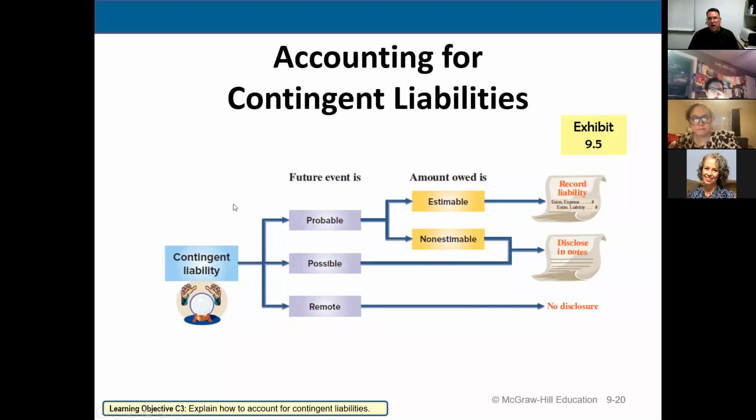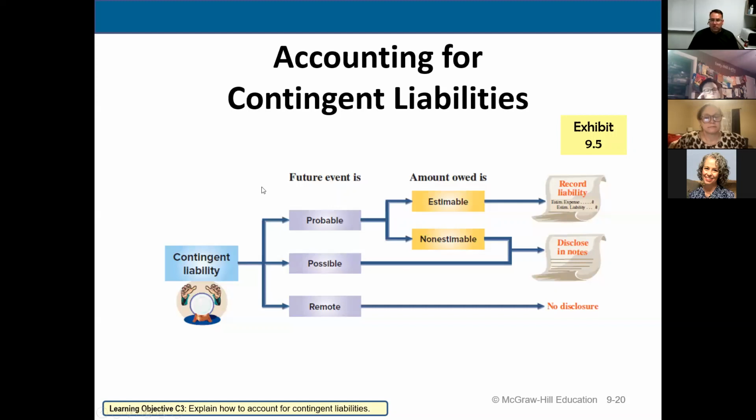And this really only comes into play when we're doing our financial statements at the end of the year. The rules are this: if there's a remote possibility of a contingent liability happening or where we'll have to pay on it, then we're not required by law to disclose that to anyone. We just keep that information to ourselves. If it's possible that we'll have to pay out, then we just report it in the notes to our financial statements, saying we're currently involved in litigation and there's a possibility that this will create a liability that's not currently on our financial statements.